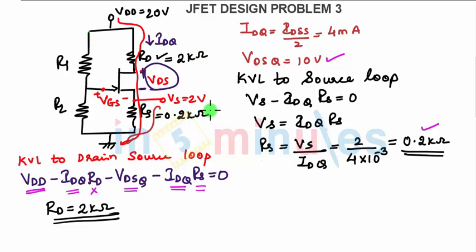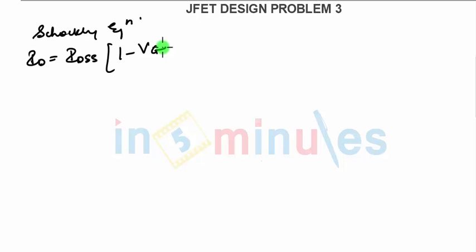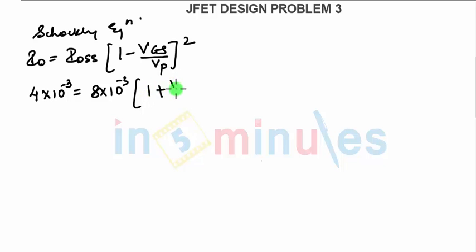Now we need to find the values of R1 and R2. How do we find R1 and R2? We will use Shockley's equation. You know Shockley's equation: ID equals IDSS into (1 minus VGS by VP) the whole square. IDQ is given as 4 milliamperes, IDSS is 8 milliamperes, 1 plus VGS, VP is minus 4.2, so we are writing it as plus, the whole square.